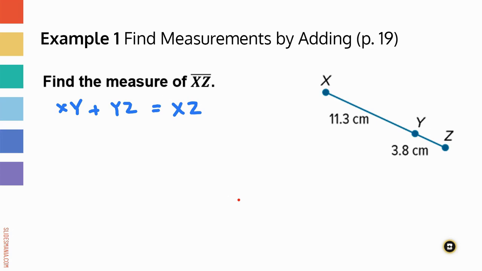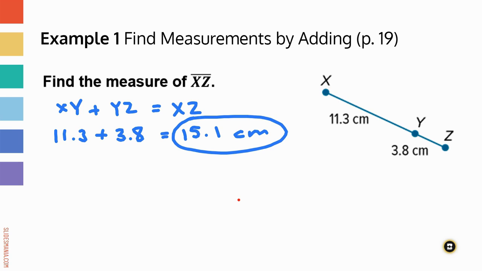Okay, so I know xy is 11.3 centimeters. I know that yz is 3.8 centimeters. And I'm going to add those together to get xz. So 11.3 plus 3.8 is going to be 15.1 centimeters. So that is my answer. Segment XZ is 15.1 centimeters.